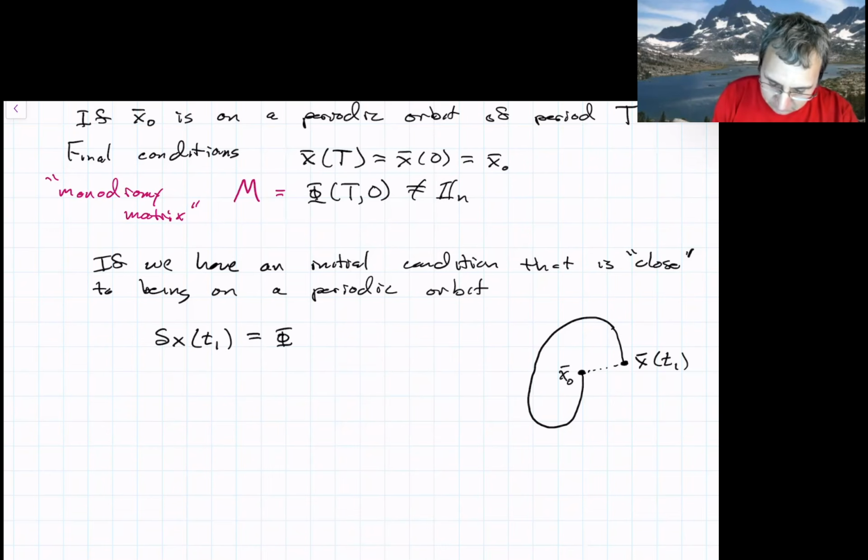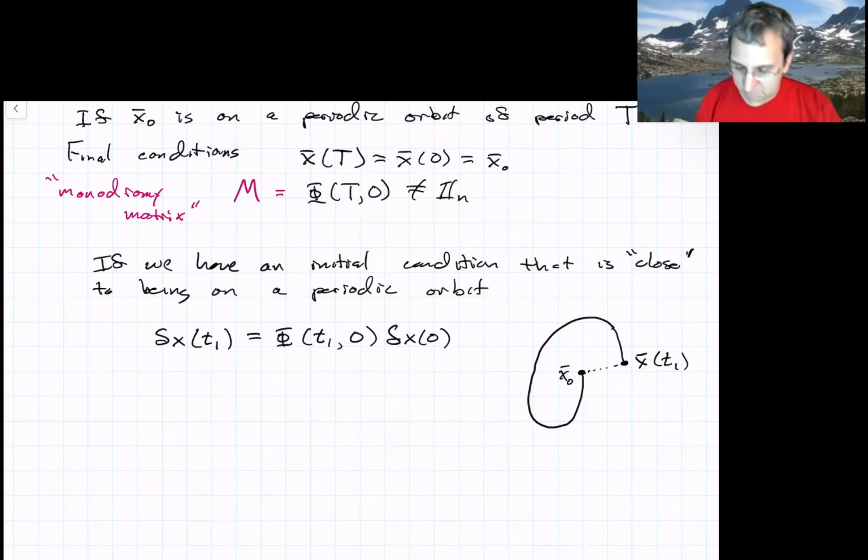So delta x of T1 is going to equal phi T1, let's say the initial condition was at time 0, delta x time 0. And we want to drive delta x T1 to be 0. So we use something that's called a shooting method. In fact, that's what differential correction is. We want to adjust our initial condition in order to reach a desired target point at time T1. So that's what we want to do.